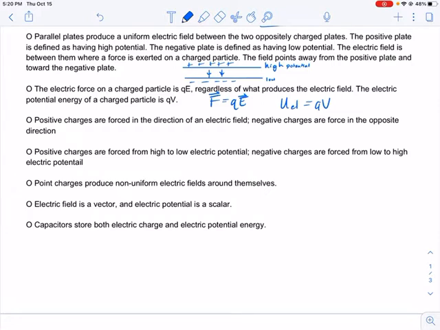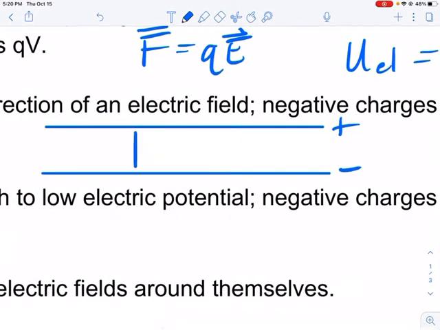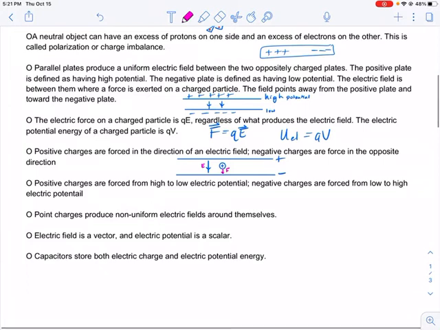Positive charges are forced in the direction of an electric field. Negative charges are forced in the opposite direction. So this makes sense if you think about where the electric field comes from. If I have two charged plates like this, the electric field is going to point downward. And of course, that electric field tells me the direction of a force on a positively charged object. A positively charged object is going to experience a force going downward, and that's what the field tells us.